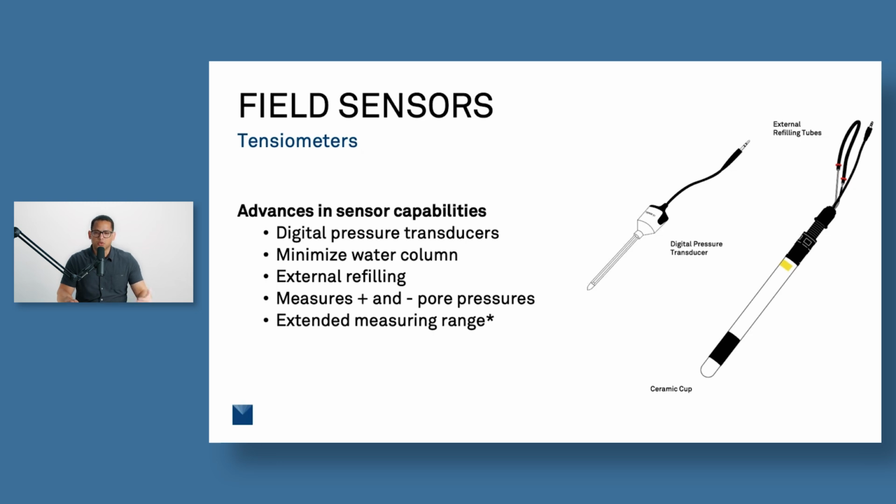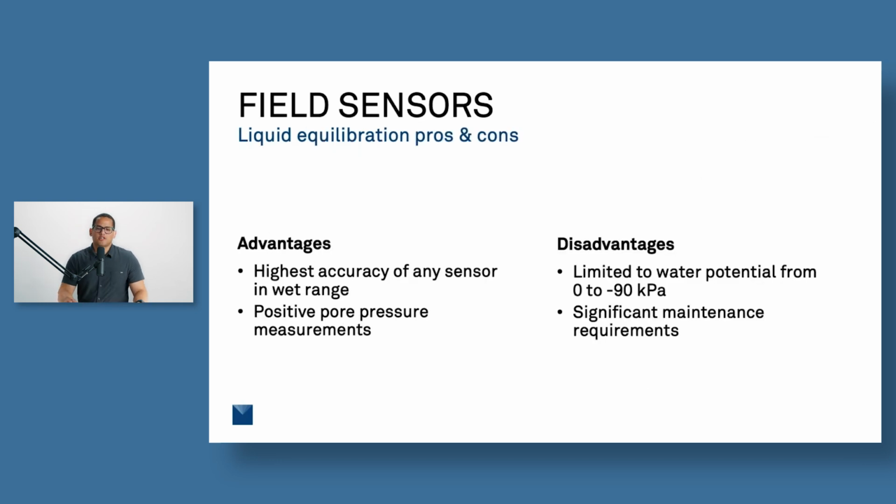Those do require more sophisticated filling apparatuses, but they can be really useful in some applications. So let's talk about some of the advantages and disadvantages for tensiometers, or what we often refer to as liquid equilibration techniques. Like I hit on before, tensiometers are the most accurate sensor when it comes to measuring water potential. Even when compared to some of the other lab methods, nothing can beat the accuracy of a tensiometer.